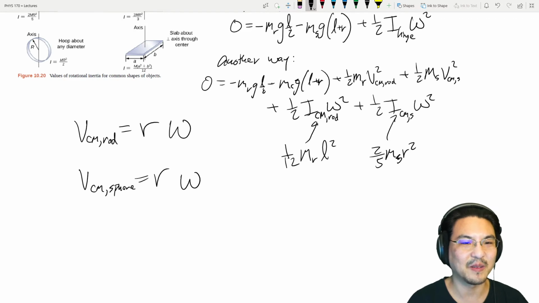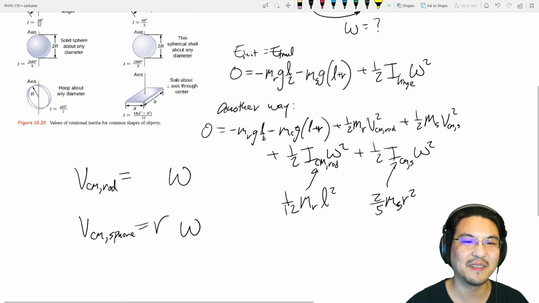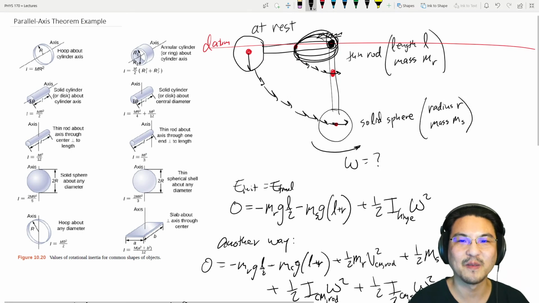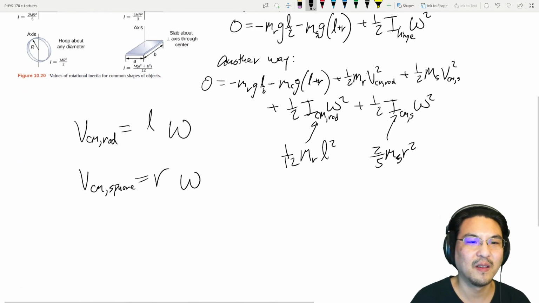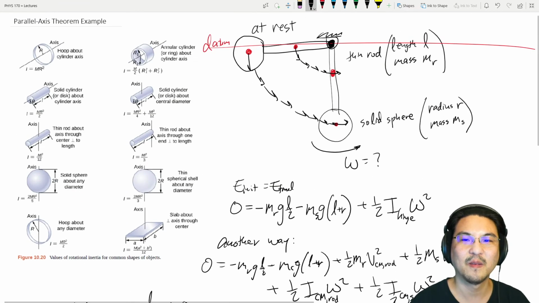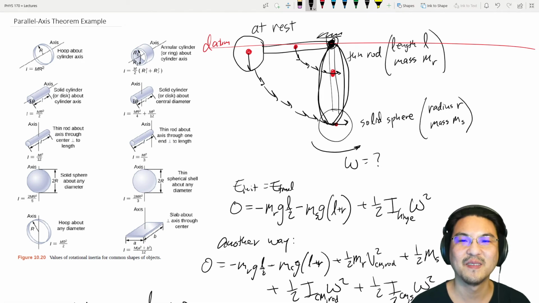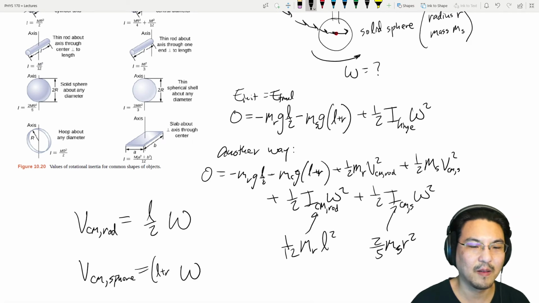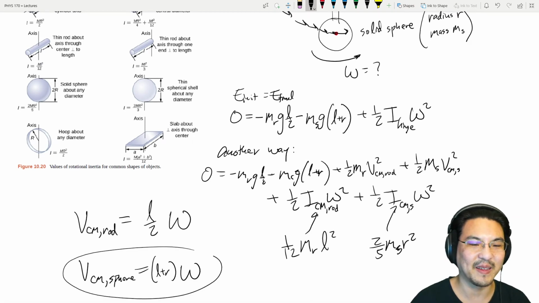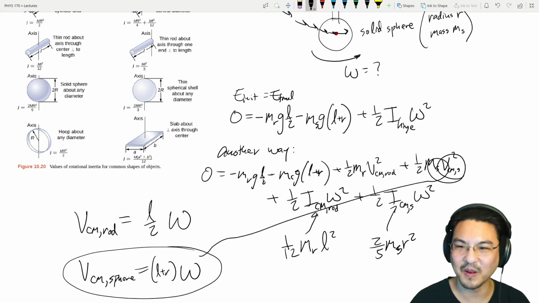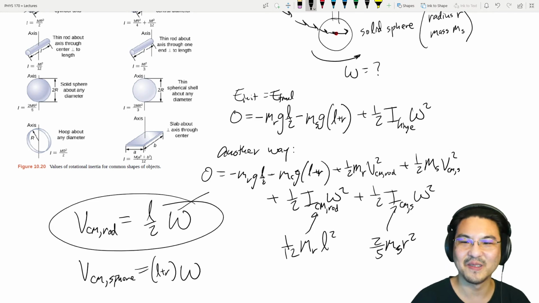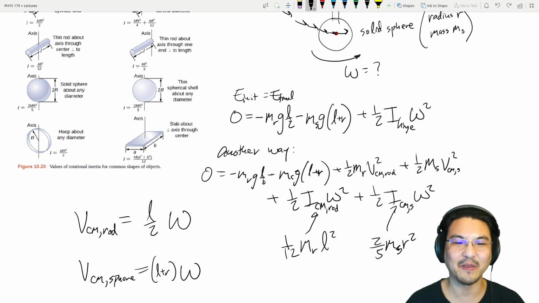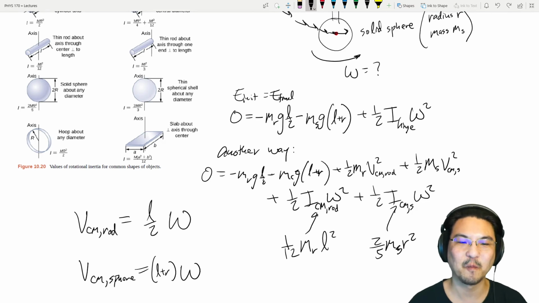It's r omega. They're different though. For the rod, it is this far, L/2. For the sphere, it is this far, L plus r. Okay, so then that goes here, and then this goes there, leaving us with one unknown, omega.